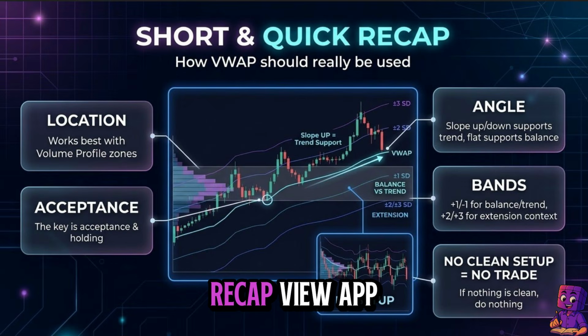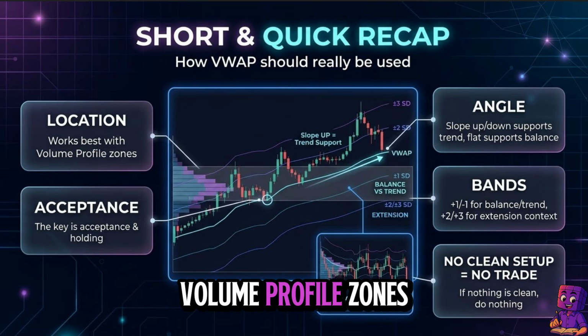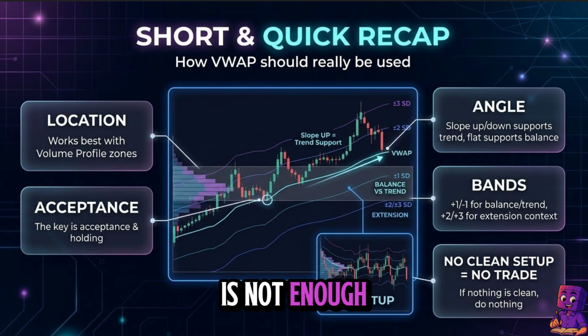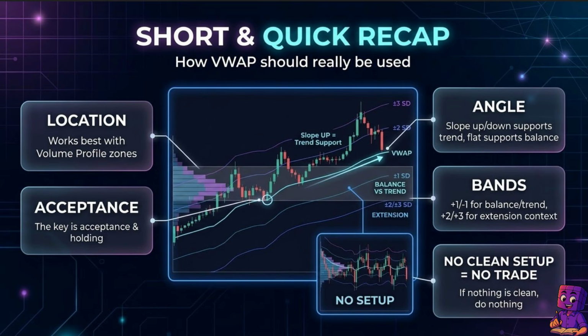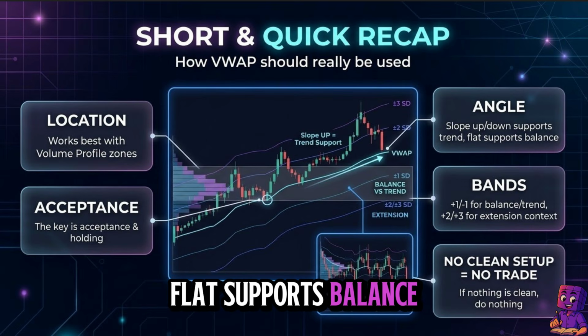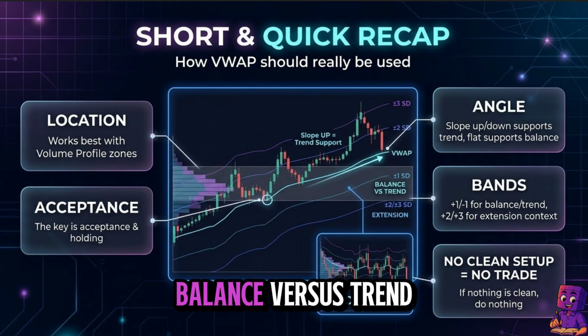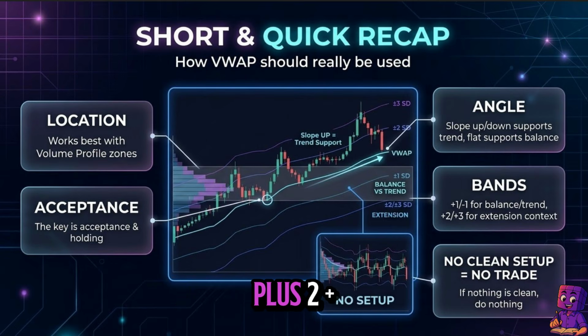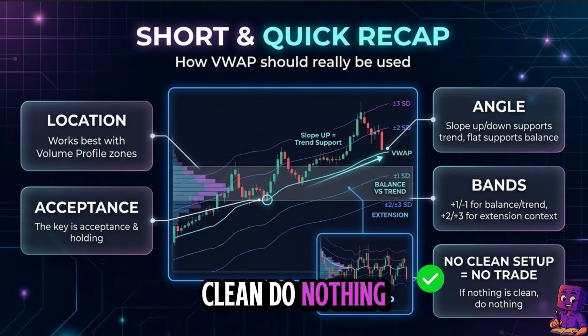Short and quick recap: VWAP works best with location, that means with volume profile zones. VWAP alone is not enough. The key is not the first cross. The key is acceptance and holding. VWAP angle matters. Slope, up or down, supports trend mode. Flat, supports balance. Bands are context tools: +1, -1 often define balance, versus trend; +2, +3 show extension. If nothing is clean, do nothing.